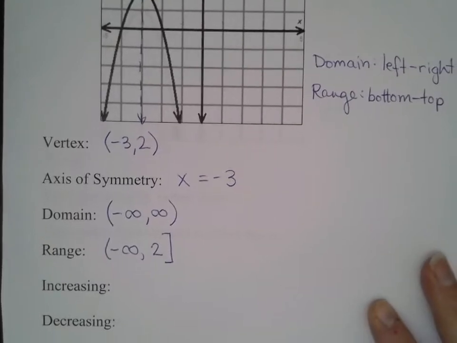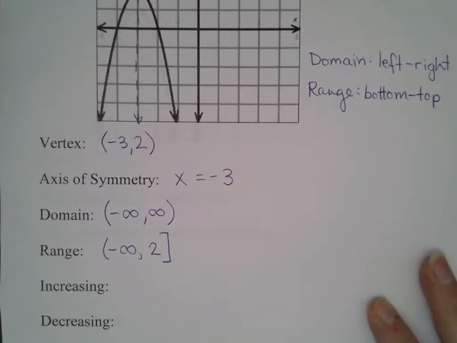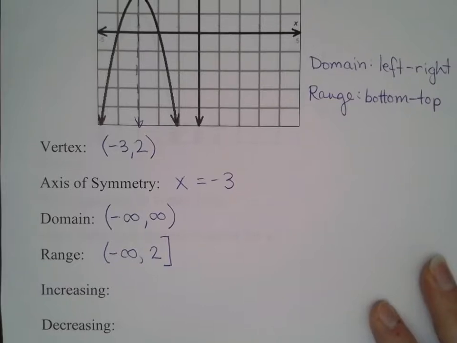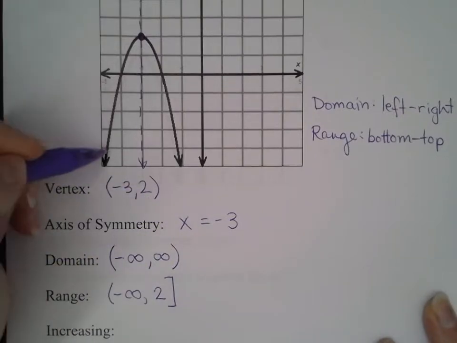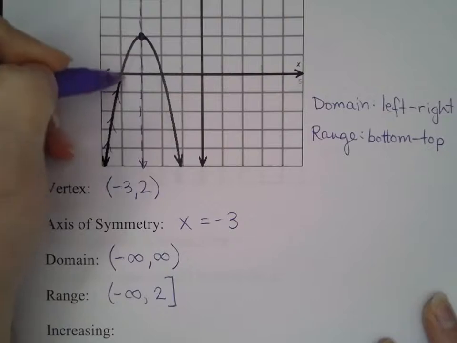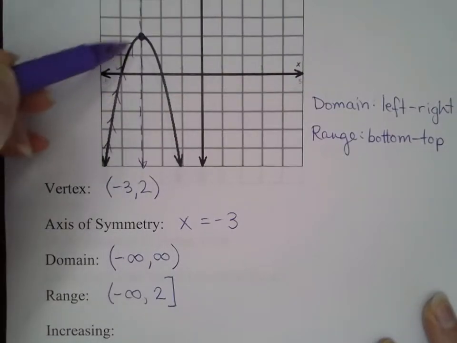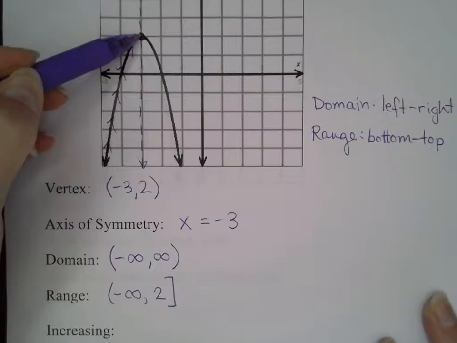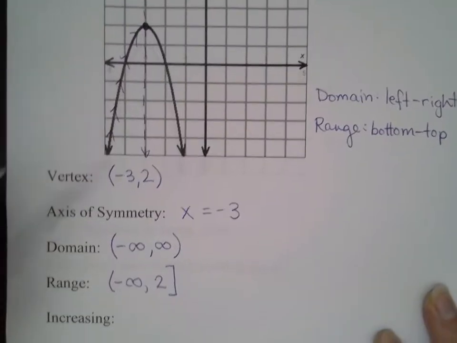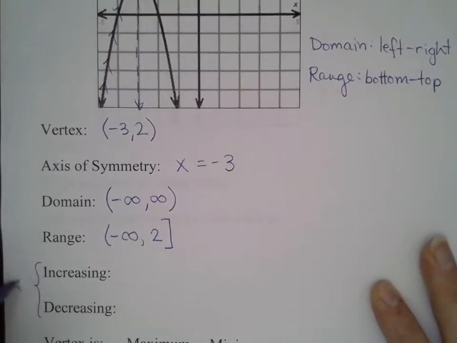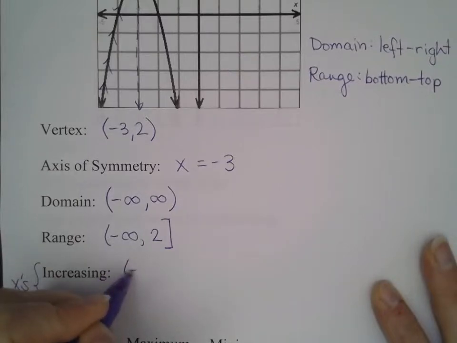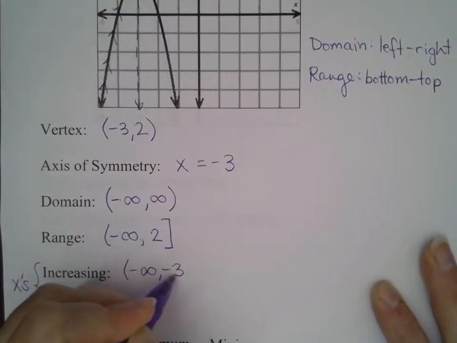All right, then we want to talk about where the function is increasing and decreasing. So I am going up, the y values are going up. Remember, we make this judgment always from left to right. The y values are going up on the left-hand side of the graph until we get to the vertex, which has an x value of -3. Remember that we're going to describe the increasing and decreasing always with the x. So it's increasing from -infinity up to -3.